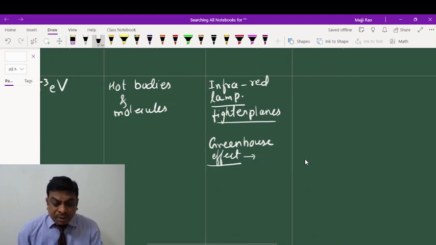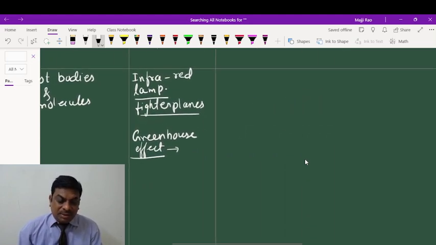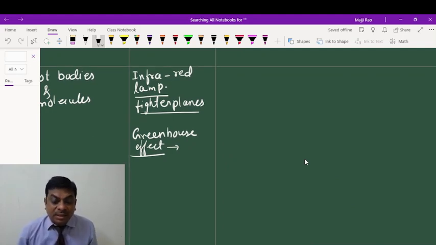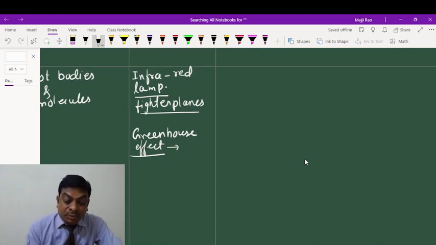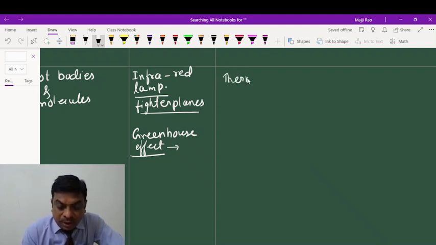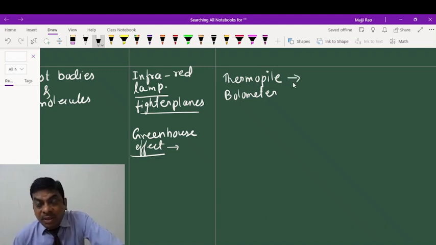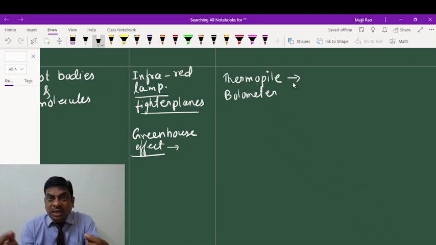Students, then coming to detectors, anything can detect this infrared radiation. Particularly, if you talk of instruments, you have thermopile, then bolometer. Thermopile is basically an instrument which works on the principle of thermoelectric EMF. When two different rods are joined end to end and the two ends are maintained at different temperatures, an EMF is produced and current flows.